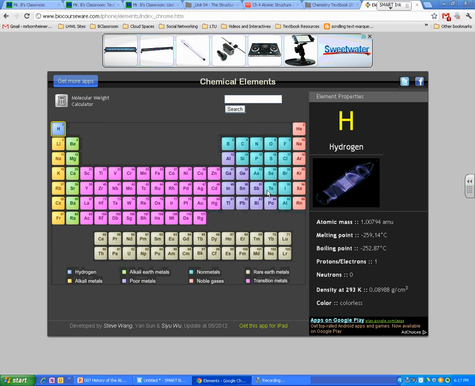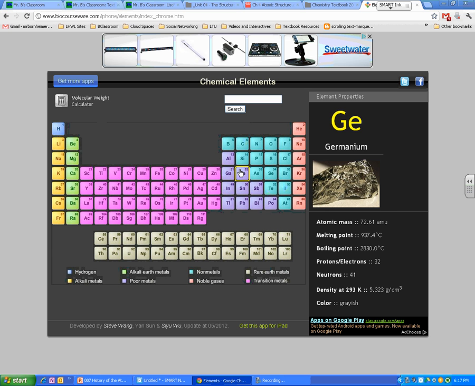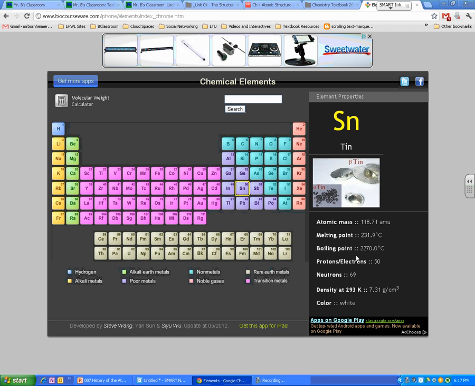So if we look at the periodic table here, something like germanium, we'll notice that it has a number of 32, which means it has 32 protons, and 32 electrons. We can see that here. And if you look at tin, number 50 on the periodic table, Sn, it has 50 protons and electrons. So there's a lot of good things that are happening.